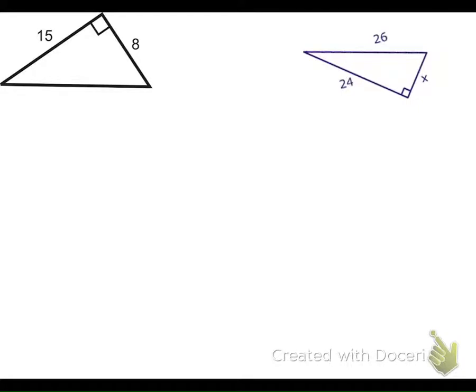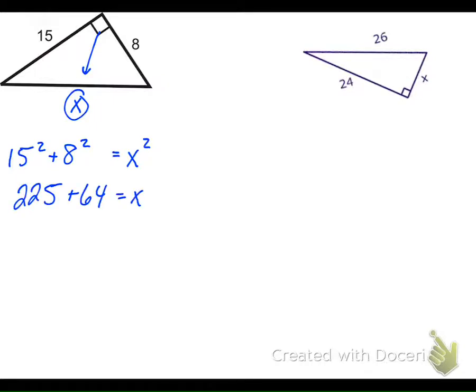Same thing with these last two. Go ahead and put an x down. Again, the side across from my right angle is my hypotenuse. So that's x squared. Then over here I've got 15 squared plus 8 squared. That's 225 plus 64 is equal to x squared. So 225 plus 64 gives me 289. And then I can take the square root of both sides and get 17.